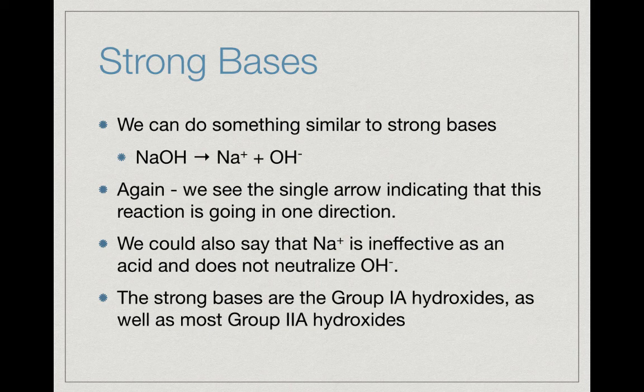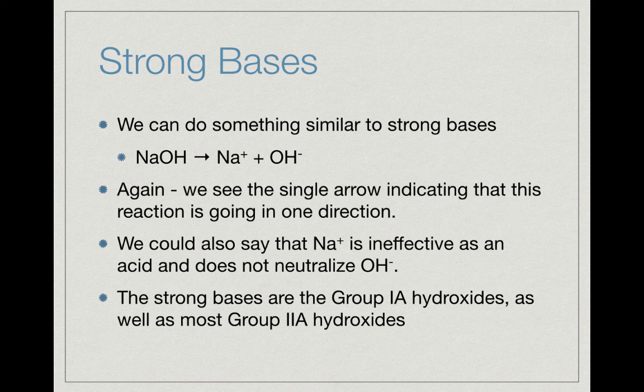And as you see, once again, we have just that single arrow. We do not have a backwards arrow indicating an equilibrium. That single arrow indicates this reaction is moving just in that one direction. So when we dissolve NaOH into water, we do not get an equilibrium situation setting up, and all of that NaOH dissociates into sodium ions and hydroxide ions.